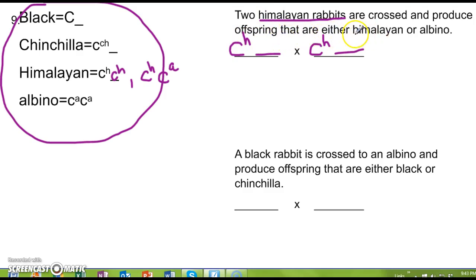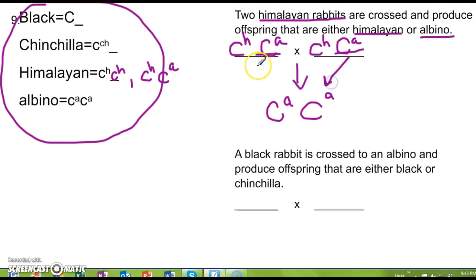So sure enough, it says that you get Himalayan rabbits in the offspring, but you also get albino. So in order to get an albino offspring, which is the recessive, we know then that each of those parents must have been carriers of that albino allele to pass that down. Okay. Another question then says a black rabbit is crossed to an albino.